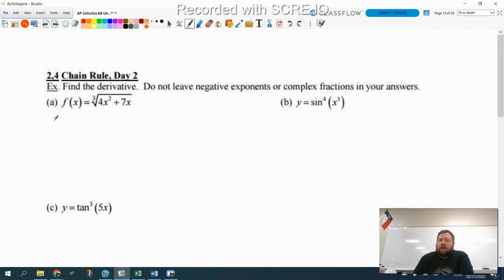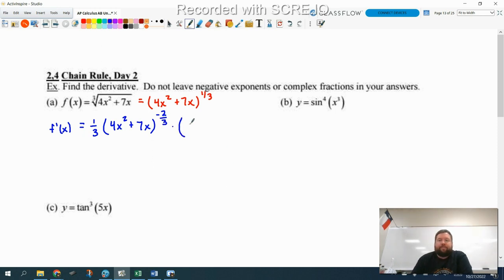Okay, so first one, we have this to the 1/3 power. If you want to rewrite it, you've got 4x squared plus 7x to the 1/3 power. So the power rule is going to be our first step. Take the derivative of the outside function first. So I multiply by 1/3. I keep the inside part the same. I subtract 1 from the exponent, so I get negative 2/3. And then I want to multiply by the derivative of the inside, which is 8x plus 7.